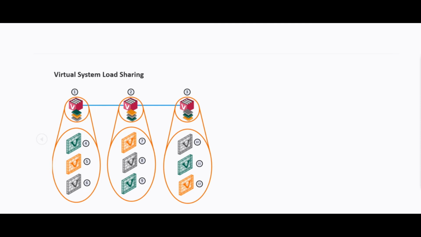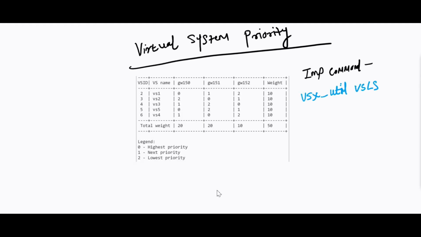And the last important point is that VSLS lets the administrator manually assign a virtual system to a specified VSX cluster member, or let VSX automatically assign virtual system traffic dynamically. So depending on the administrator's choice, he can set these virtual system priorities as per his requirement, or as per the Check Point algorithm, if you don't do the manual configuration there, it will automatically do the virtual system traffic configuration. So now let's talk about virtual system priority.